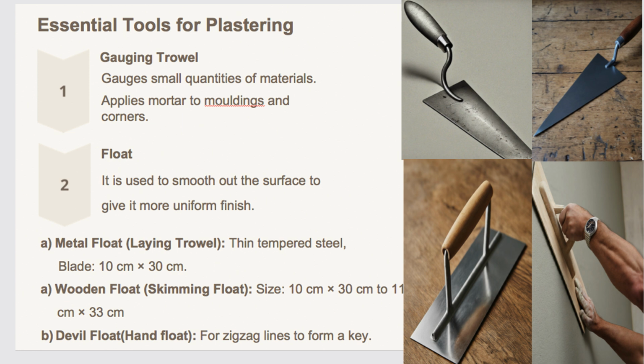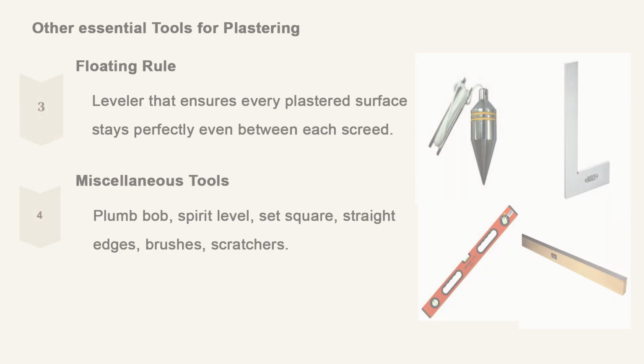And don't forget, there is another interesting float that was not counted earlier, that has tiny nail projections of 3 mm, called the devil float, also called the hand float. It is great for creating zigzag patterns that help the next coat stick better. Next, under essential tools falls the floating rule. This tool is like your trusty leveler, ensuring that every plastered surface stays perfectly even and level between each grade.